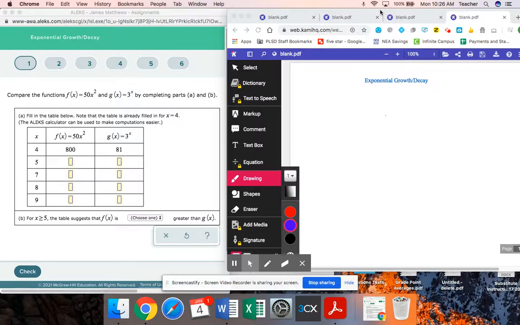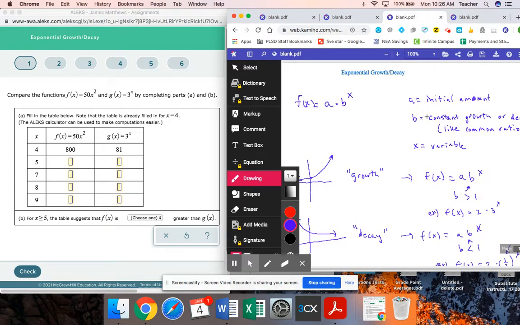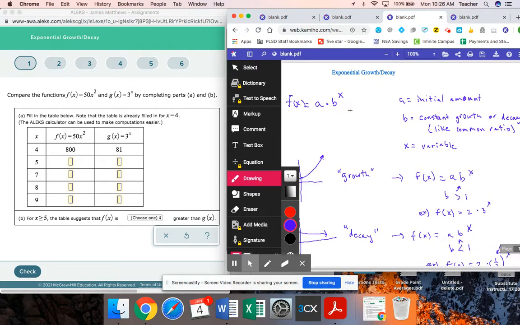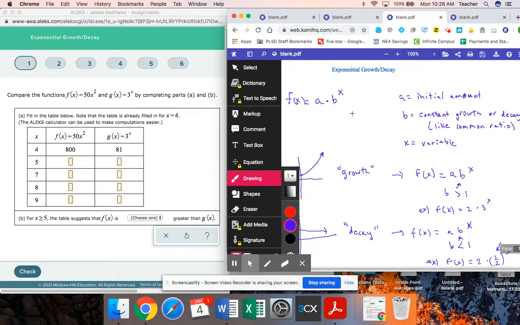All right, we're going to talk about exponential growth and decay a little more. We're going to do a few examples, and we're going to use Alex for those examples. Just as a quick recap, though, exponential growth and decay is a special case of an exponential function. This is the basic formula for all exponential functions, where a is the initial amount, b is a constant amount of growth or decay, and then x is the variable.